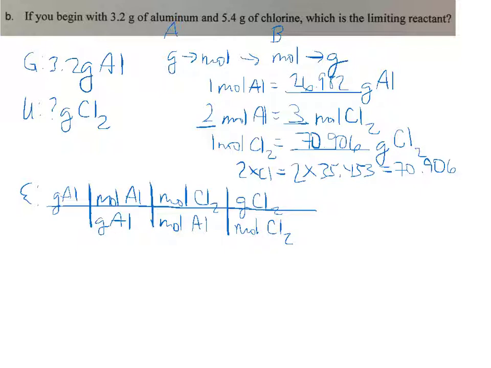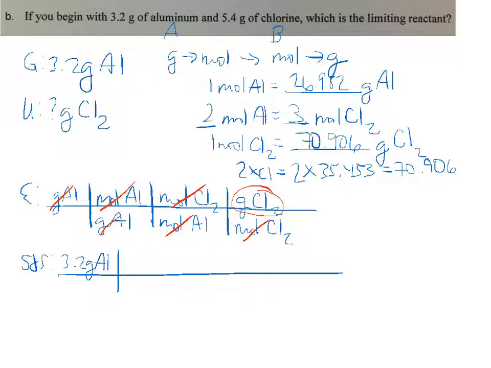And then if we look at this, if you set this up correctly, your units cancel. So our grams of aluminum cancel out, our moles of aluminum cancel out, our moles of chlorine cancel out, and we are left with our grams of chlorine gas, which is what we want. So at this point, we can substitute in our numbers and solve this. So substituting in our given, we were given 3.2 grams of aluminum in the problem. Molar mass, we get from this first equivalent statement, 1 mole is equal to 26.982 grams of aluminum. So we just stick those numbers in where they go.